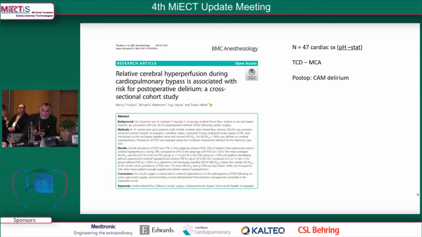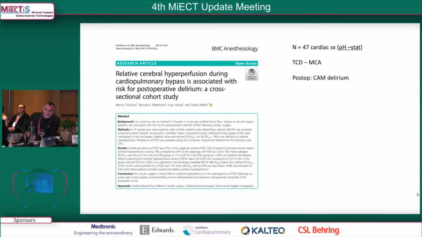And even this study was looking at cerebral hyperperfusion. I was struck by a couple of things in this paper. Firstly, I was surprised to see that they were using a pH stat management, since we know that the exogenous CO2 is a direct cerebral vasodilator and tends to disrupt cerebral autoregulation.